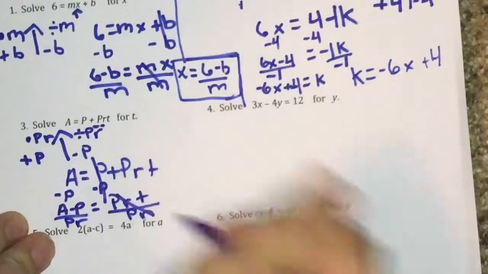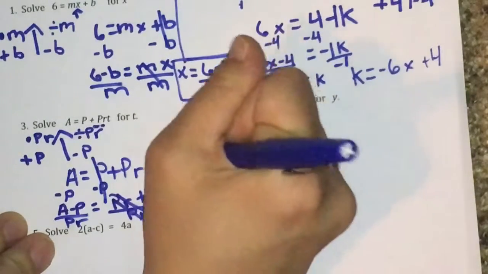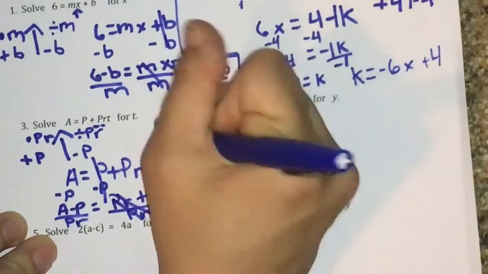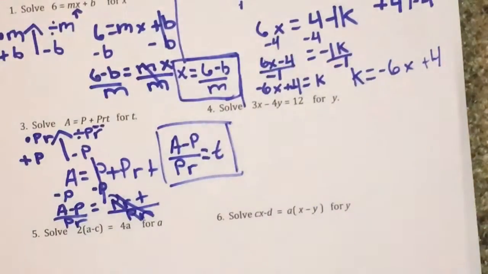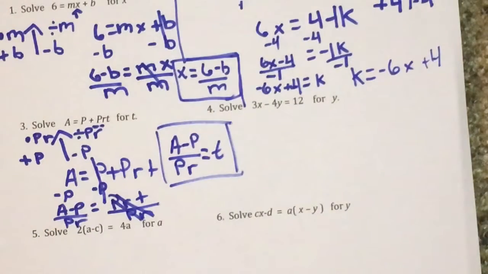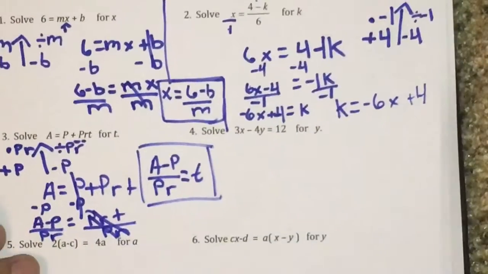And we get those to cancel out. And we get A minus P over Pr equals t. And that is as simple as we can make that. Okay, so the most important one that you are going to need to know how to do is number 4. This is the most important one. You are going to use this throughout the entire year, really, in the next and in years to follow as well. So let's go ahead and do number 4.